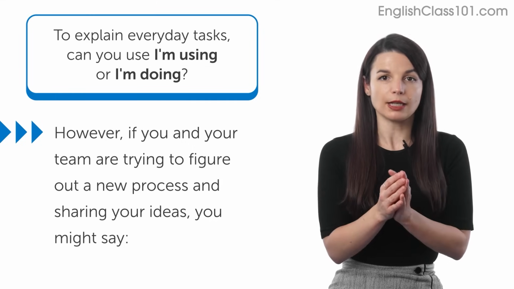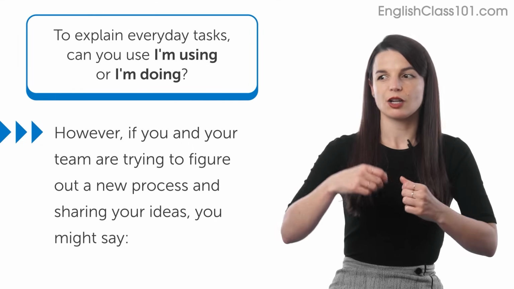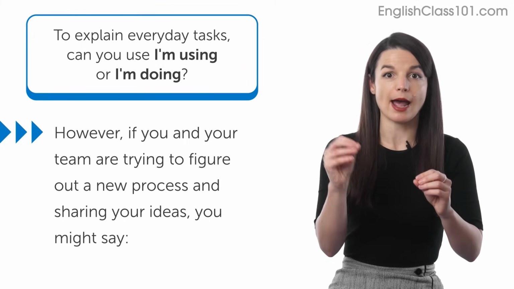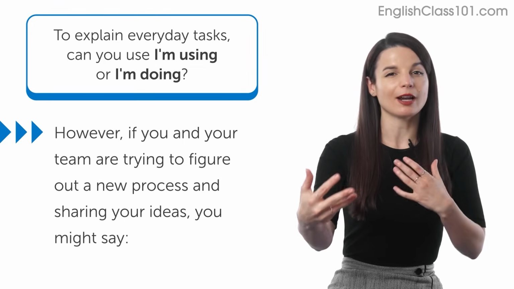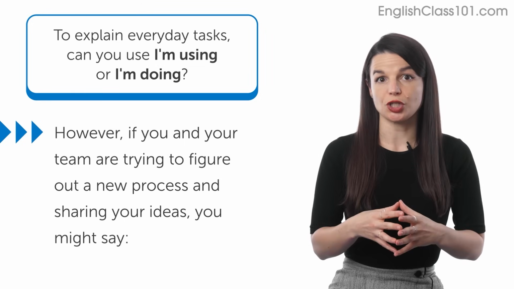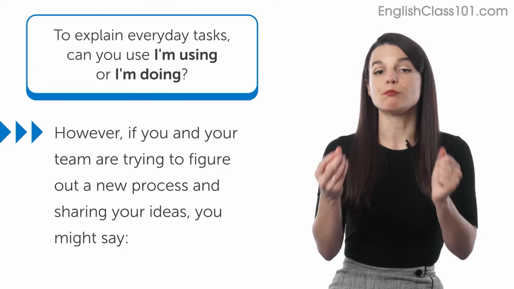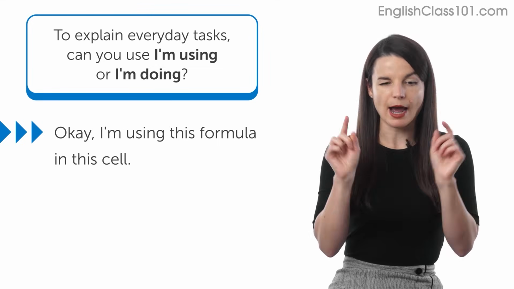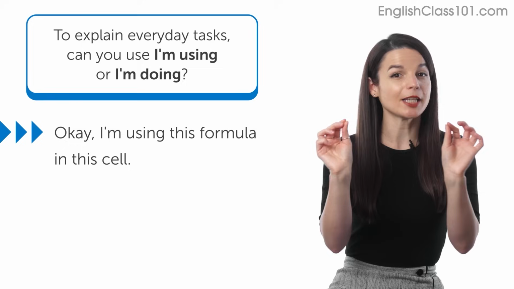However, if you're in a situation where you and your teammates or you and your colleagues are trying to figure out a new process, you're trying to decide on maybe some way to do something, and you're sharing your ideas, yeah? Like let's say you're maybe creating a new Excel spreadsheet for your team to use, and together you're trying to decide the best way to create the sheet. You might say, when you're explaining it, okay, I'm using this formula in this cell. So that sounds like it's temporary, right?